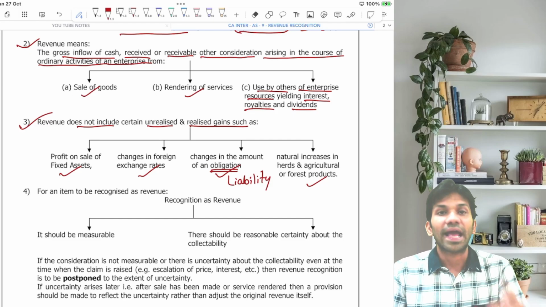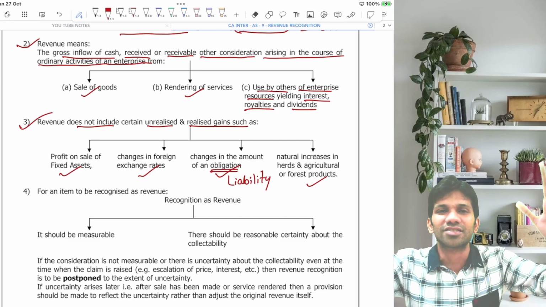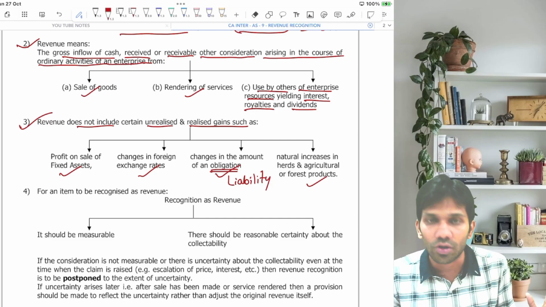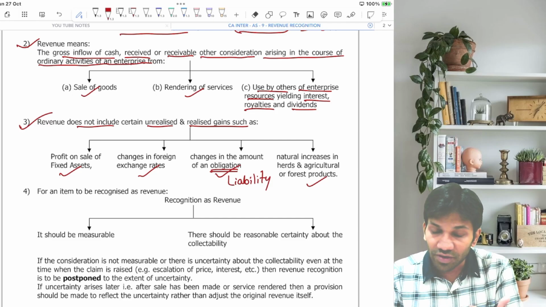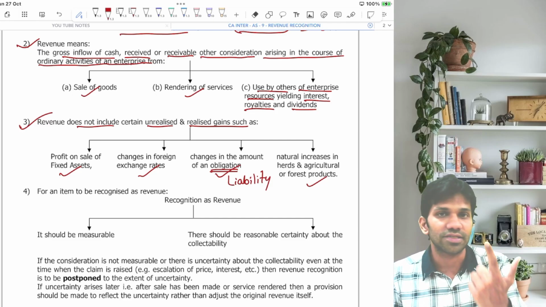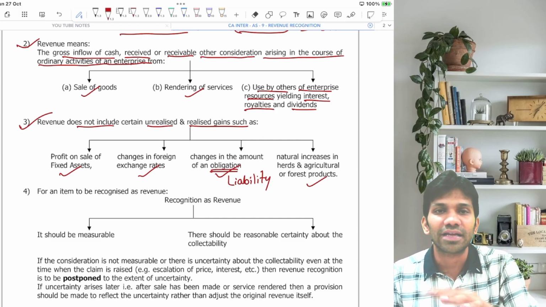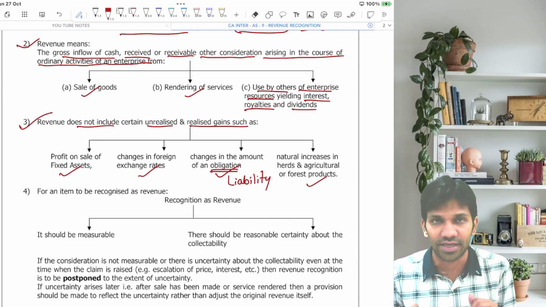And natural increase in the herds and agriculture and forest products. These plants, plantations, forest activities are not covered in AS-9. So AS-9, that is revenue, does not include profit on sale of fixed asset, changes in the foreign exchange rates, changes in the amount of an obligation, and any natural increase in the herds or agriculture and forest products. So these are totally excluded from the revenue definition.